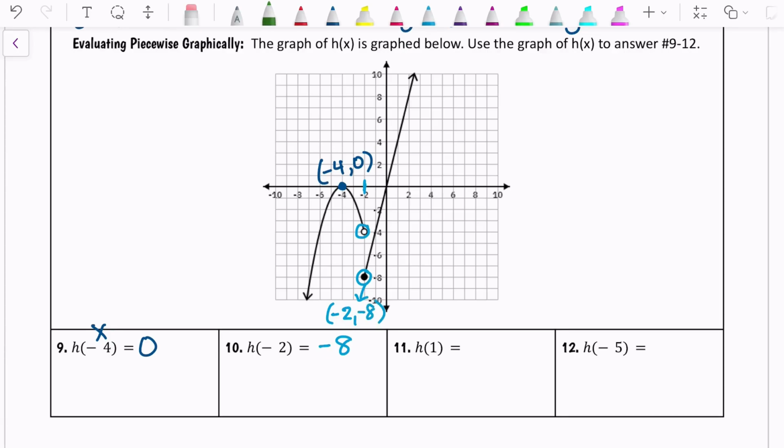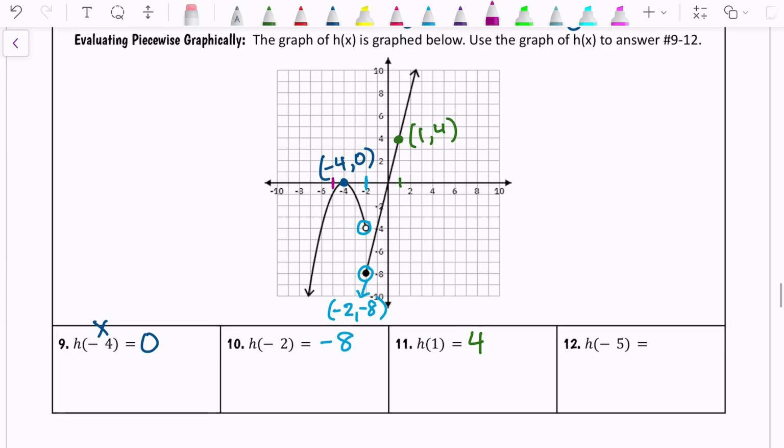At 1, go to the x-axis. There's 1. Find your ordered pair. That's (1, 4). The answer is 4. At -5, that would be right here on the x-axis. Here's my point. That point would be (-5, -1). So I'm at -1.